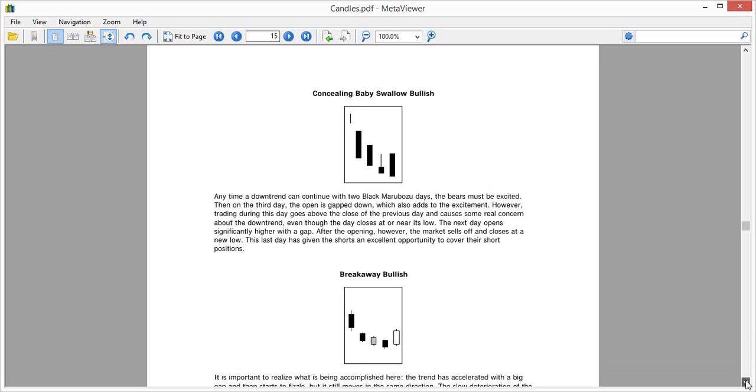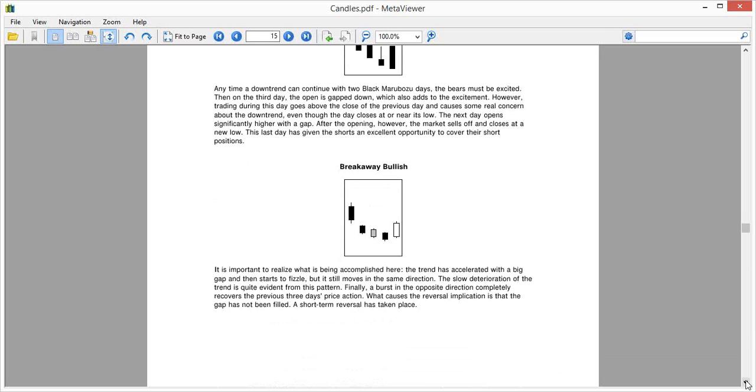So these are the patterns you'll be looking out for. Breakaway bullish. It's important to realize what is being accomplished here. The trend has accelerated with a big gap and then starts to fizzle, but it still moves in the same direction. The slow deterioration of the trend is quite evident from this pattern. Finally, a burst in the opposite direction completely recovers the previous 3 days price action. What causes the reversal implication is that the gap has not been filled. A short-term reversal has been taking place. So the gap here hasn't been filled. So that's what you're looking for, breakaway bullish. Again, we want to see the gap being filled.